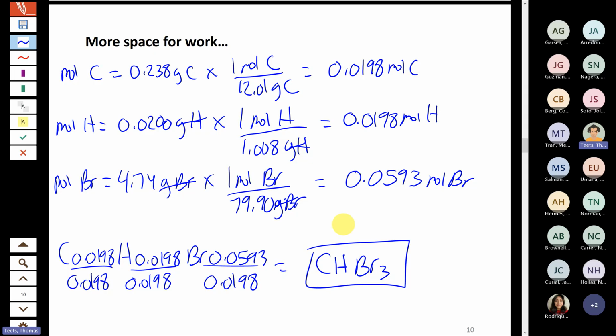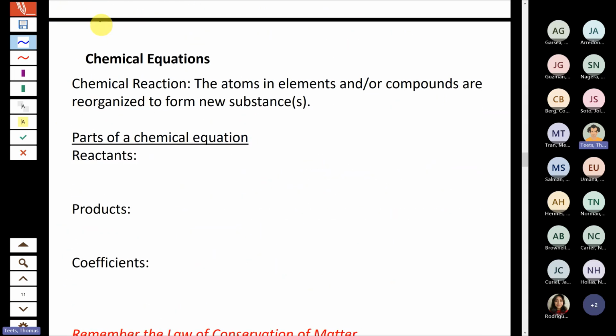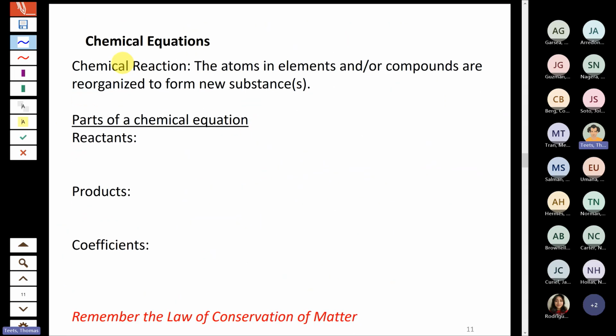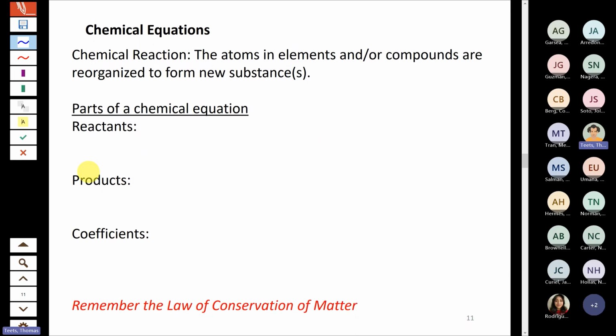All right, so then moving on, we're going to start transitioning into how we use a lot of these same ideas about mole conversions in chemical reactions, where we actually are going to start talking about calculating amounts of substances that are involved in a reaction, amounts of products that are formed, and so on. So the first thing we need is what's called a chemical equation, which is going to be a way of diagramming what's happening in the chemical reaction. So chemical reaction is any sort of chemical process where the atoms and elements and or compounds are reorganized to form new substances.